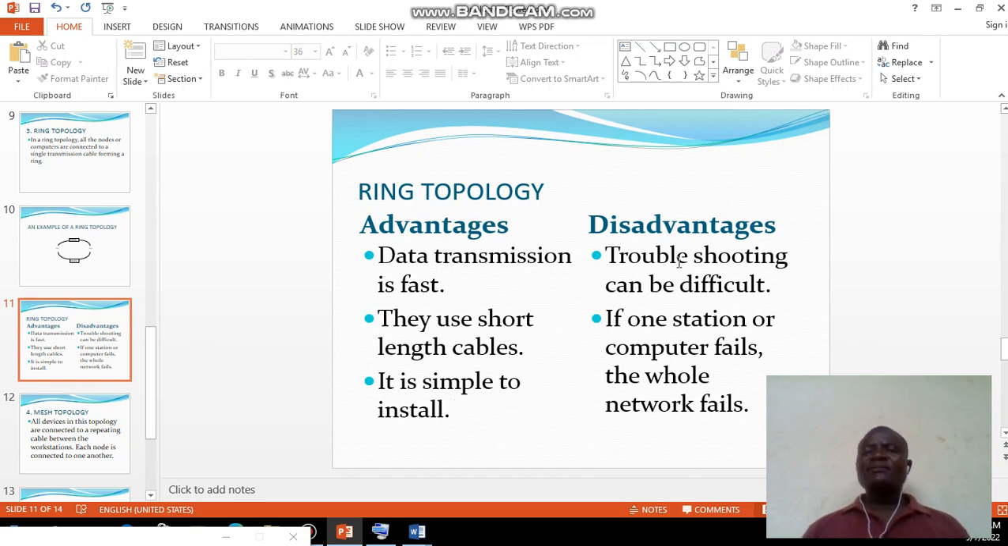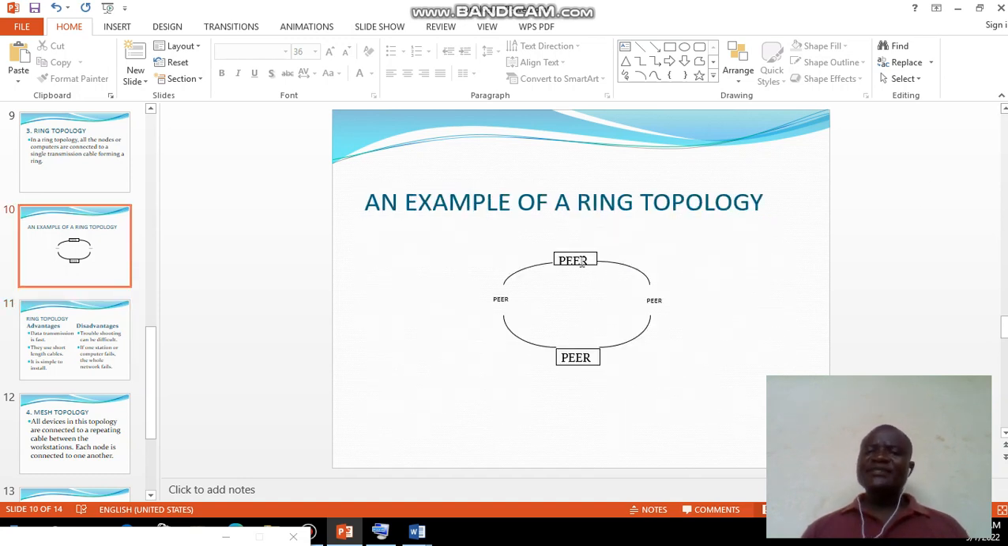Disadvantage. Troubleshooting can be difficult sometimes. If one station or computer fails, the whole system fails. If this station fails, it means this one cannot send the messages. This one cannot send a message again, because this one will send the message from here up to there, but the message will not move from this point to that point since this one is not working. So here it simply means that if one of these is not working, the whole system becomes down.